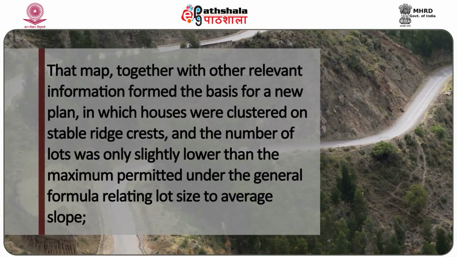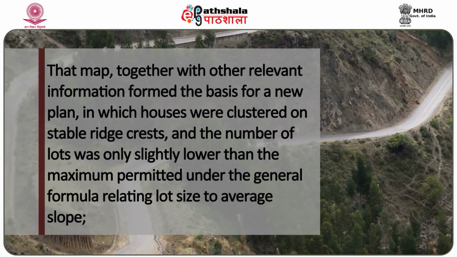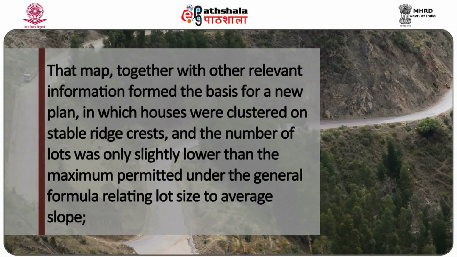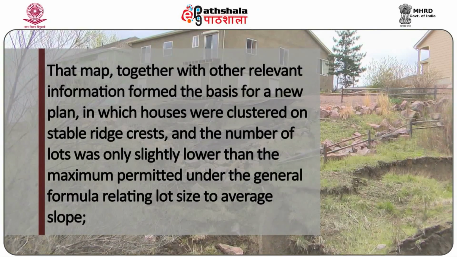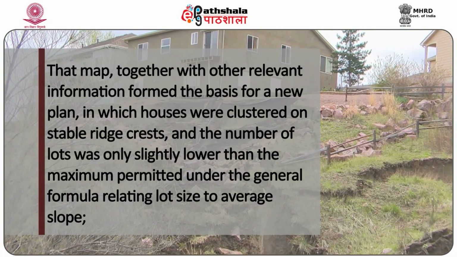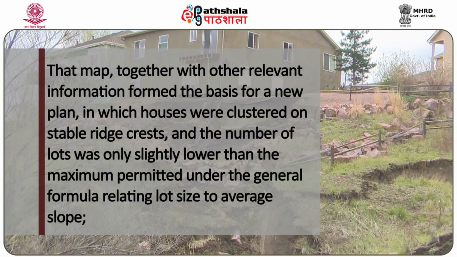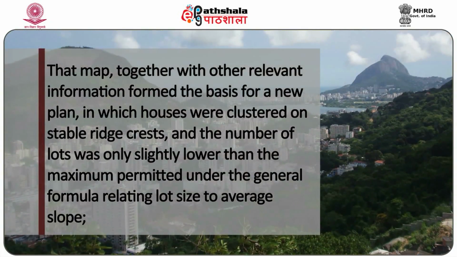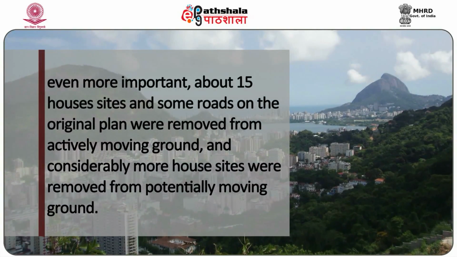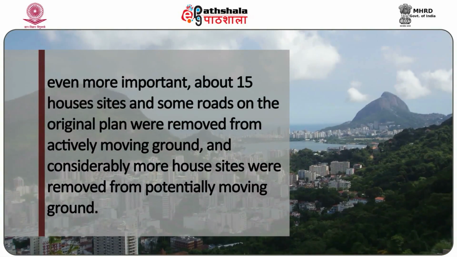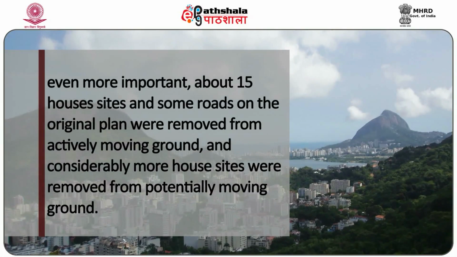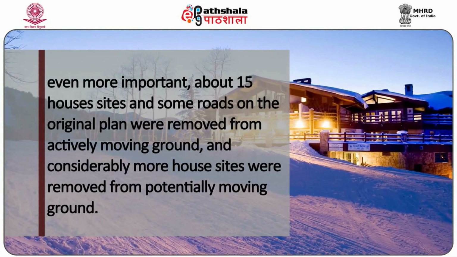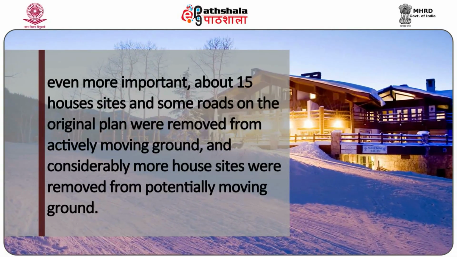That map, together with other relevant information, formed the basis for a new plan in which houses were clustered on stable ridge crests and the number of lots was only slightly lower than the maximum permitted under the general formula relating lot size to average slope. Even more important, about 15 house sites and some roads on the original plan were removed from actively moving ground, and considerably more house sites were removed from potentially moving ground.